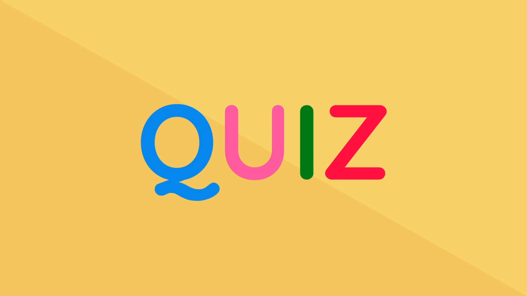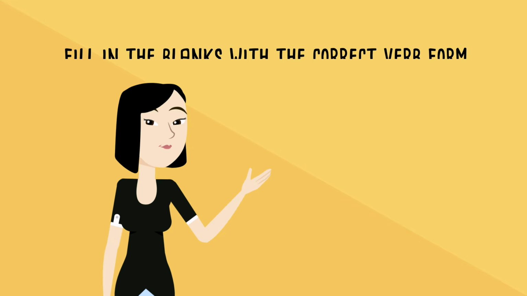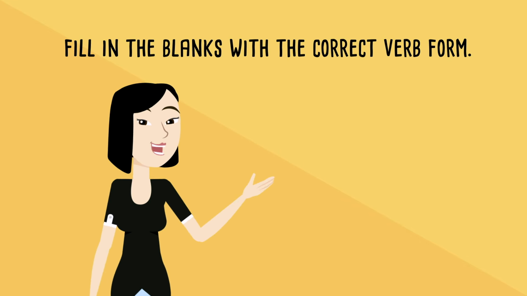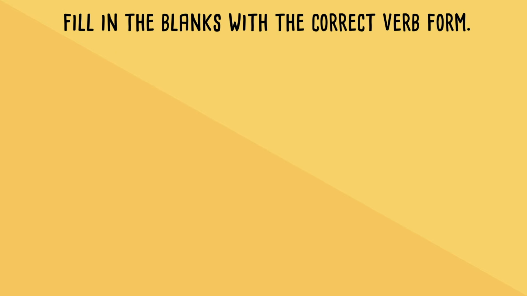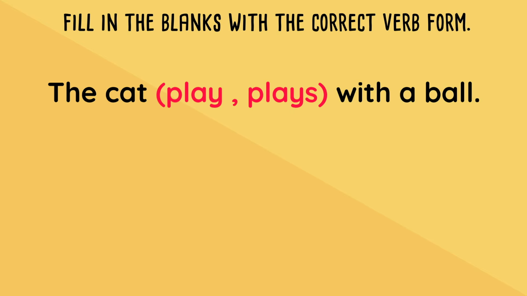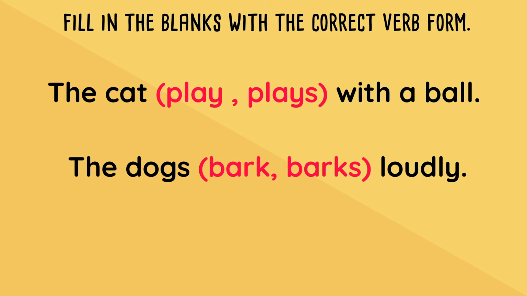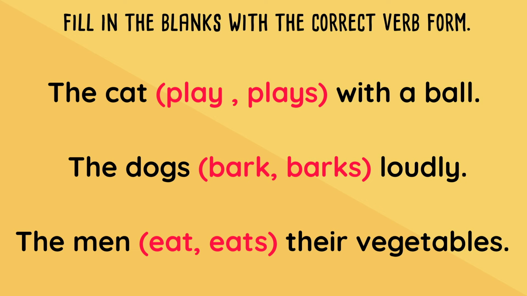Now it's time for a mini quiz. I'll give you a few sentences and you'll fill in the blanks with the correct verb form. You can write your answers in the comments below. The cat play or plays with a ball. The dogs bark or barks loudly. The men eat or eats their vegetables.